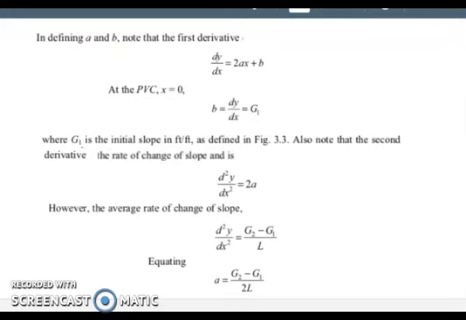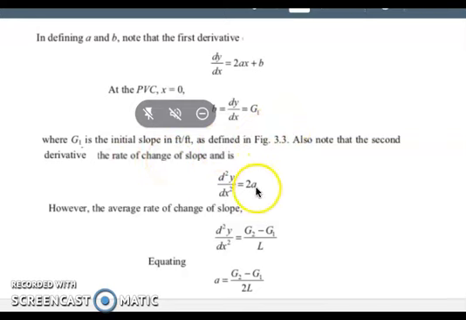For us to define the values of the coefficients a and b in our parabolic equation for the vertical curve, we take the first derivative of our parabolic equation. The first derivative is dy over dx equal to 2ax plus b. At PVC, x is equal to 0. If we substitute that into this equation, b is equal to dy over dx, which is equal to g sub 1. You have to take note that g sub 1 is the initial slope.